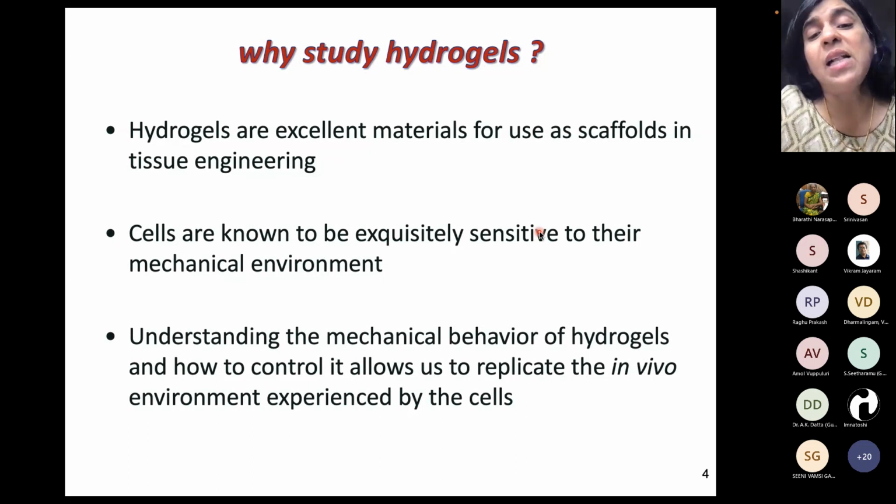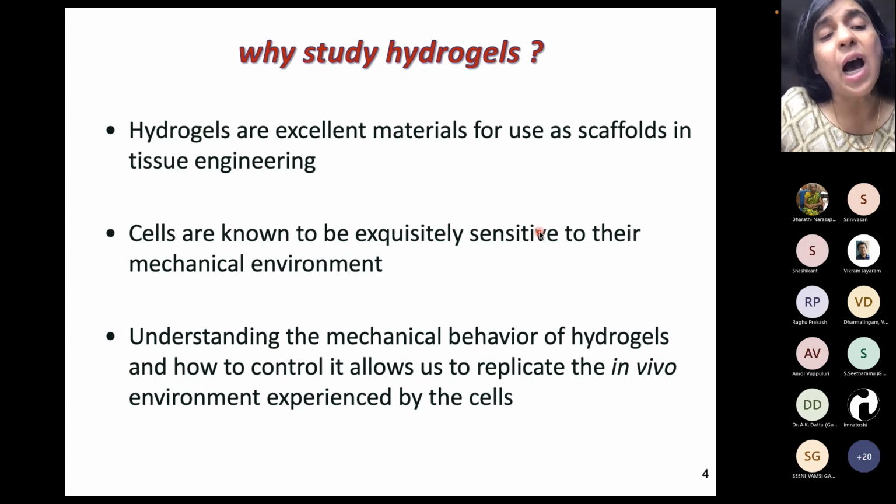What we also know is our cells are exquisitely sensitive to the substrate on which they're sitting. We don't quite understand how cells know that they are sitting on something as soft as 1 kPa or on something as stiff as 40 kPa, and how these signals go from the cell substrate level all the way back to the nucleus. More importantly, we feel that understanding and controlling the mechanical properties of these hydrogels will allow us to replicate the kind of in vivo environments that are experienced by cells.